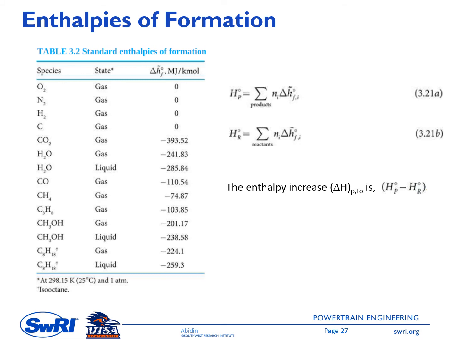Then we have two equations here to calculate the total enthalpy of the product. This one is for the reactant, and the enthalpy increase is just the difference between HP and HR. This sign means that it is conducted at a reference condition, so 25 degrees C and 1 atmosphere.